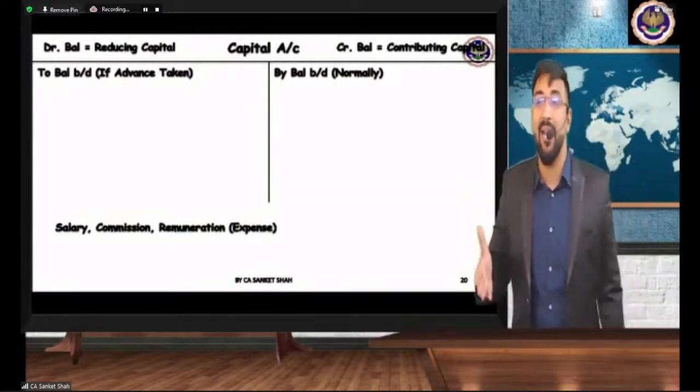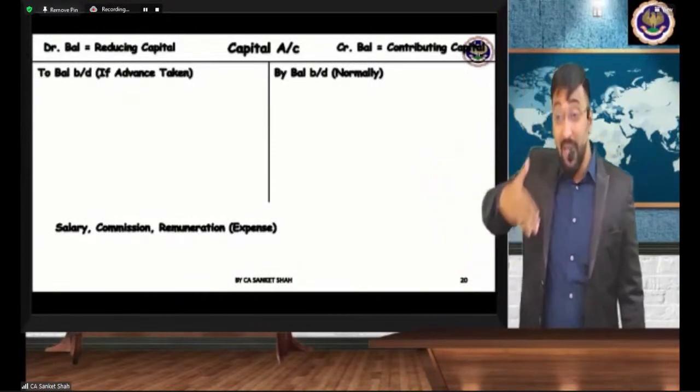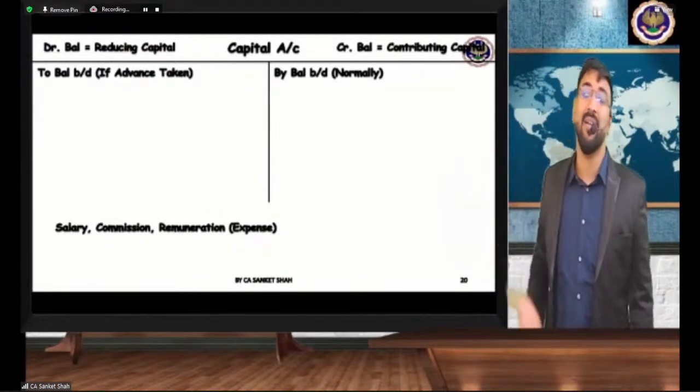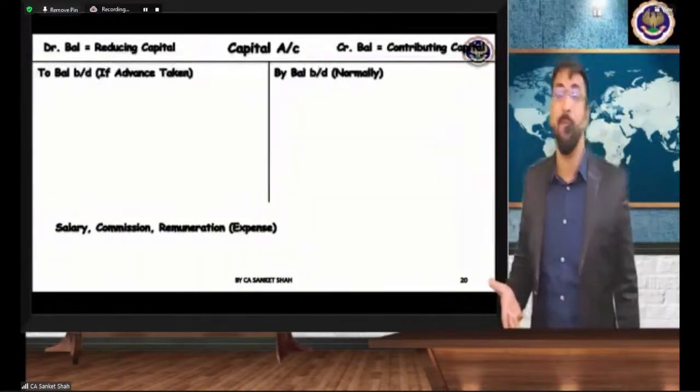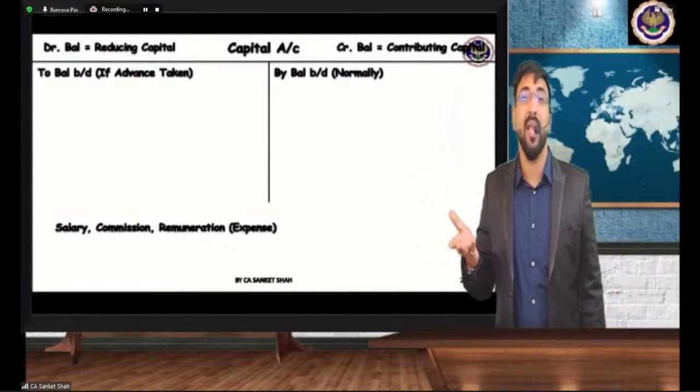Remember, salary will increase his capital. It contributes to his capital. He will get that salary. He is our creditor. Understand debtor-creditor relationship. Think from the firm's point of view. She told me entry, partner's capital account debit to salary.